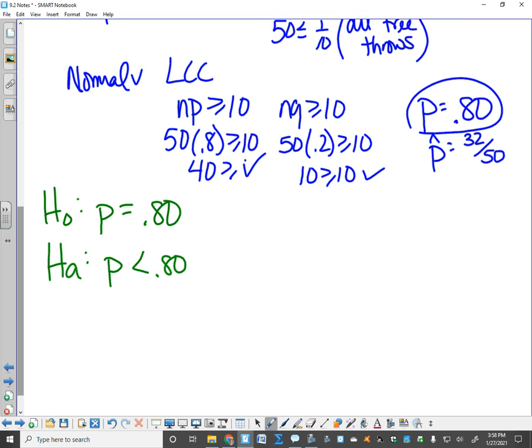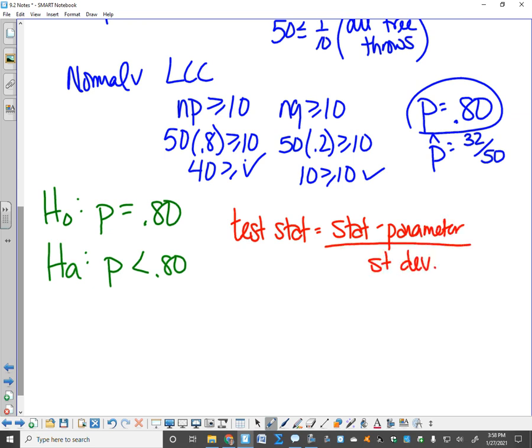Okay. Now, once I've done that, this is kind of like when you do an interval and you do all this prep stuff and you're like, oh crap, what do I do next? Well, that's when you go to your formula sheet and you are doing a test. So you are looking for a test statistic. Again, words, letters, numbers. Here we go. Words. Test statistic: stat minus parameter over standard deviation.